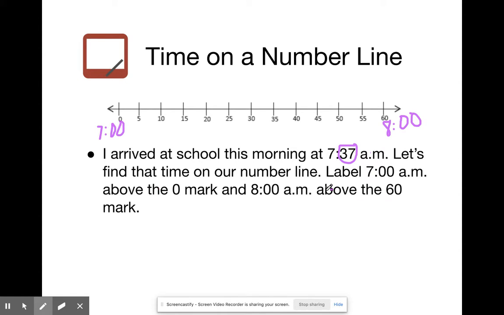Why don't we pause and see if someone can answer that question? Which two numbers on the number line is 37 going to be in between? Okay, if someone raised their hand and said, well, it's going to be in between the 35 and the 40, you'd be correct. So let's draw those tick marks. 35, 36, 37, 38, 39. All right, so I am now able to label 7:37 because I have 36, 37, and I can kind of draw right here.